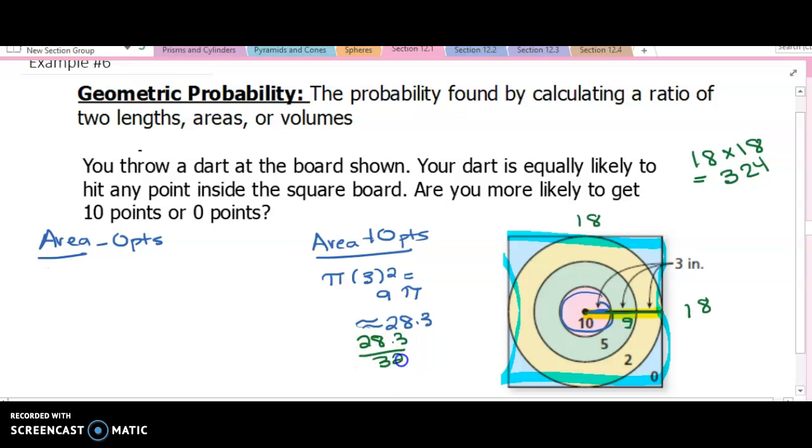So the probability of throwing this, if it hits anywhere on the board, is 28.3 over 324, which is roughly 0.09. Or you could say 9%, whichever you wanted.